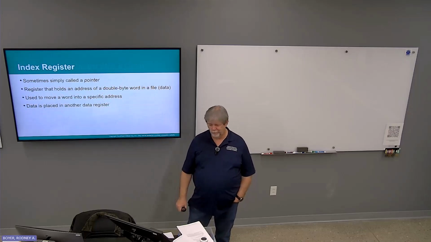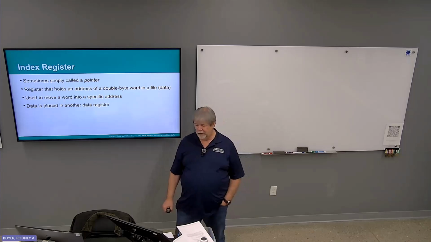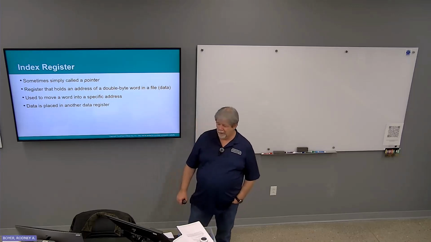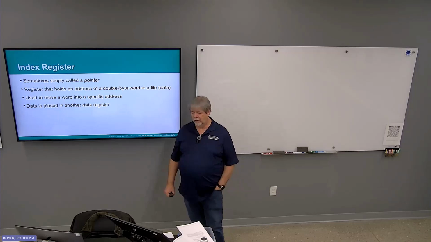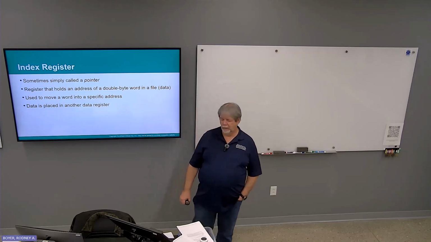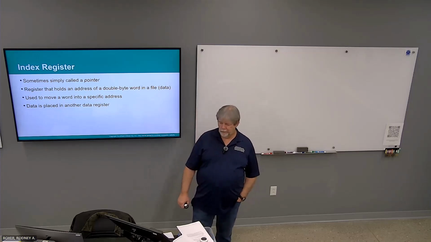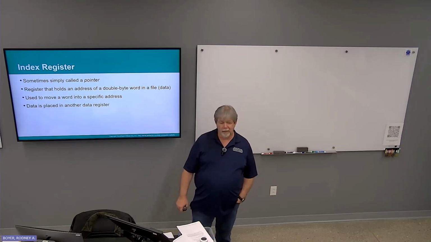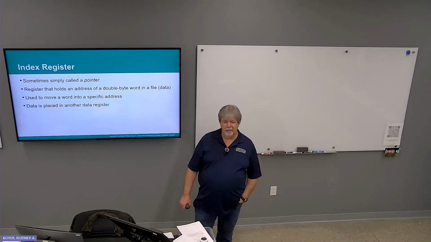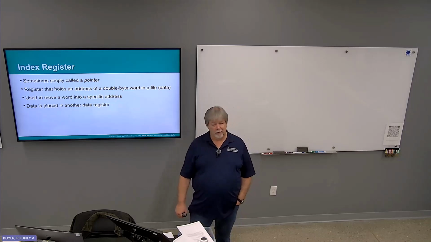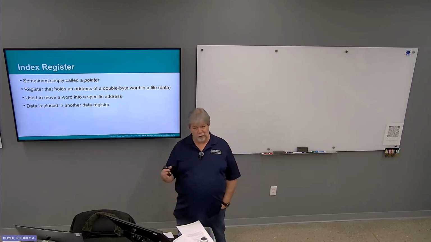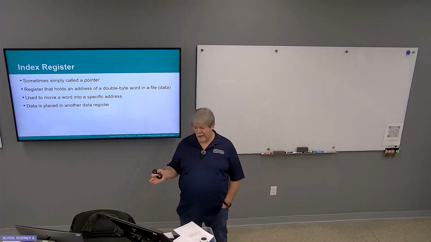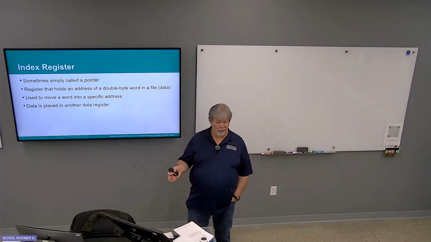Index register, sometimes called a pointer. The register that holds an address of a double byte word or file. You know, remember what a byte is? Byte is 8 bits. So a double byte is just a 16-bit word. Why they call it a double byte word, I don't know. It's just a word.